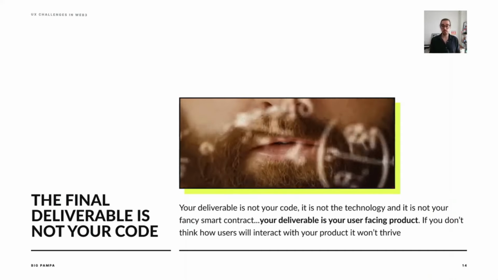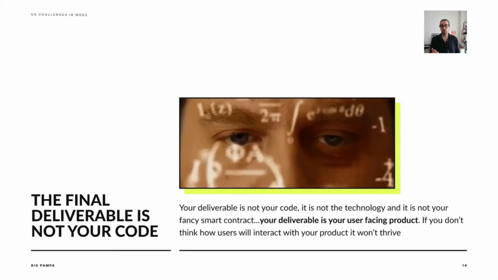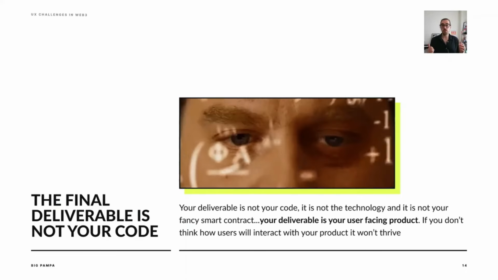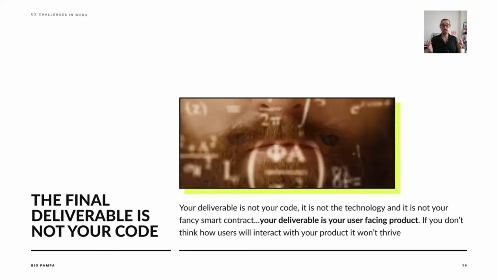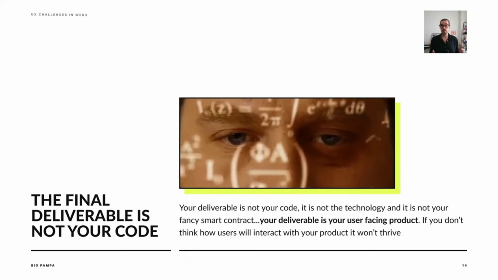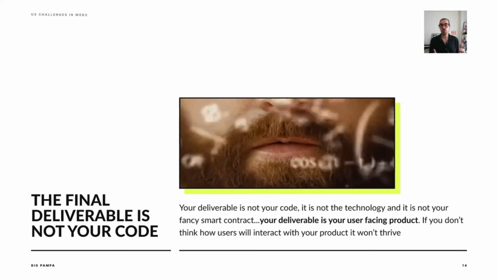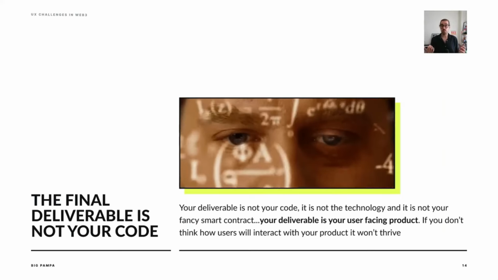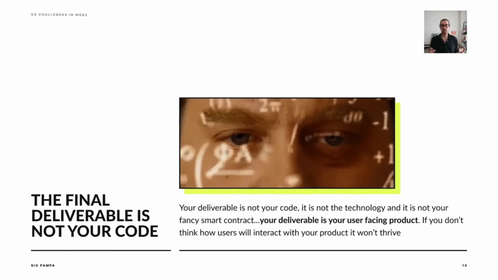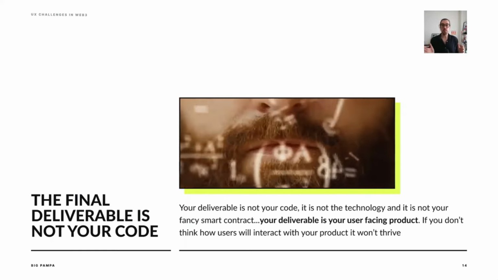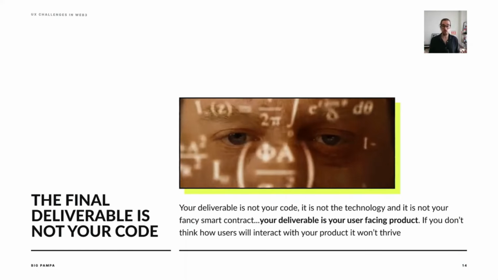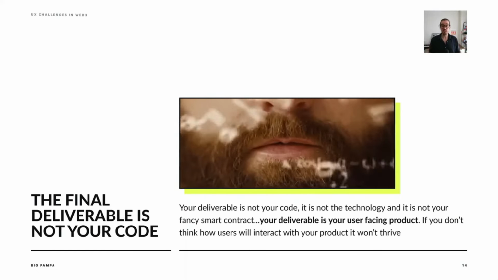This is a mistake. At the end of the day, the deliverable is not your perfectly written code, the bug-free audited smart contract, or even the groundbreaking technology. The final deliverable is the user-facing product, and when you do not think of the user, products tend to fail. Users get frustrated, they try the product once, and they decide not to use it again. This will mean that your product either doesn't work, fails, or you have to spend tons of money and time reinventing it.